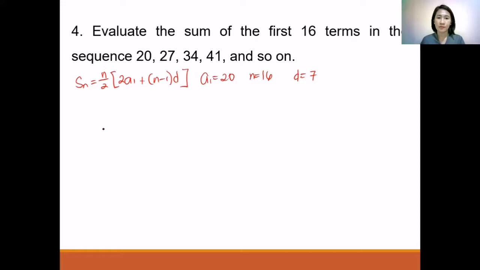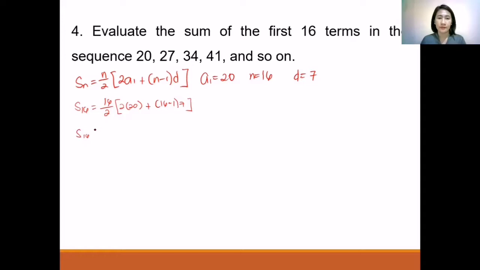So let us now substitute with the formula. We have S sub n, or S sub 16, since we're looking for the first 16 terms. Then 16 divided by 2, multiplied by 2, times a sub 1, which is 20, plus n, which is 16 minus 1, times the common difference, 7.